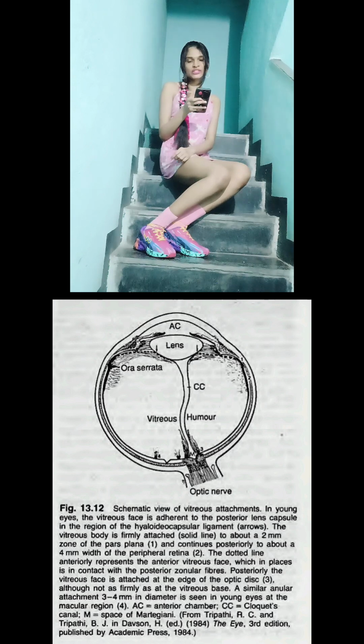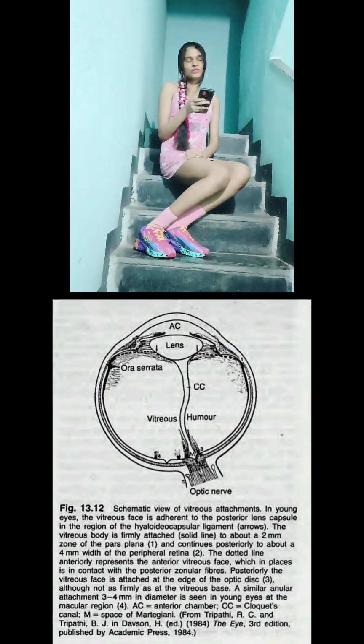Posteriorly, the vitreous face is attached at the edge of the optic disc, 3. Although not as firmly as the vitreous base, a similar annular attachment 3 to 4 mm in diameter is seen in young eyes at the macular region. AC for anterior chamber, CC for canal of Cloquet, M for space of Martegiani. So that was about figure 13.12.